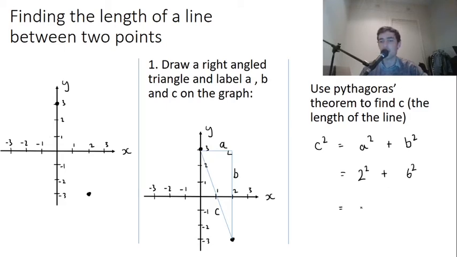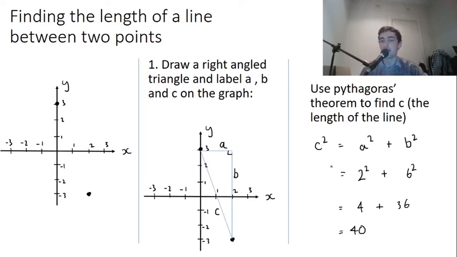Okay, so now let's actually square the numbers. So we've got 4 plus 36. Not too worried if you can't work that out straight away. Remember, squared is times it by itself. So 2 squared is 2 times 2. 6 squared is 6 times 6. That's how we got the 36. So now we have C squared equals 40.